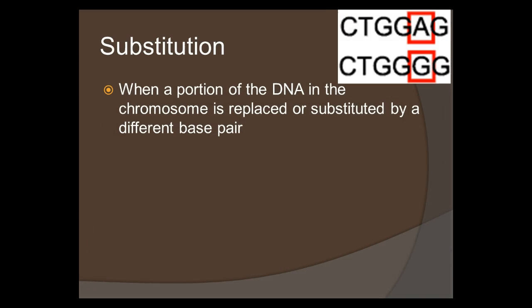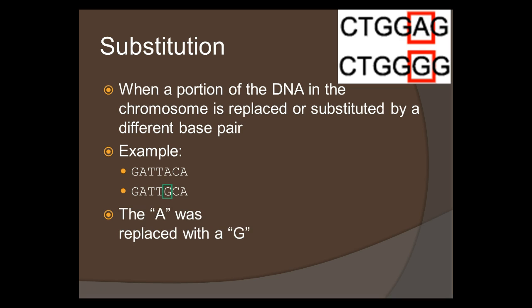Let's go into them. Alright, so the first one we're going to go into is substitution. This is when you have a portion of the DNA replaced or substituted by a different base pair. Here's my original strand of DNA. You can see one of the letters has been substituted or changed. The A was replaced with a G.